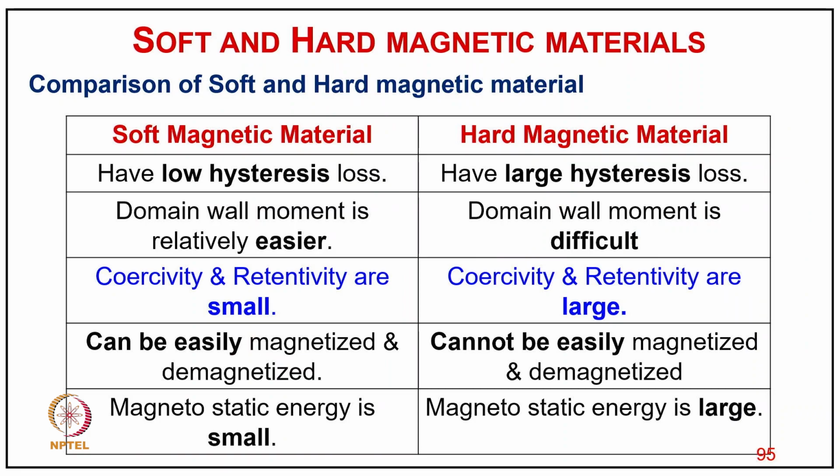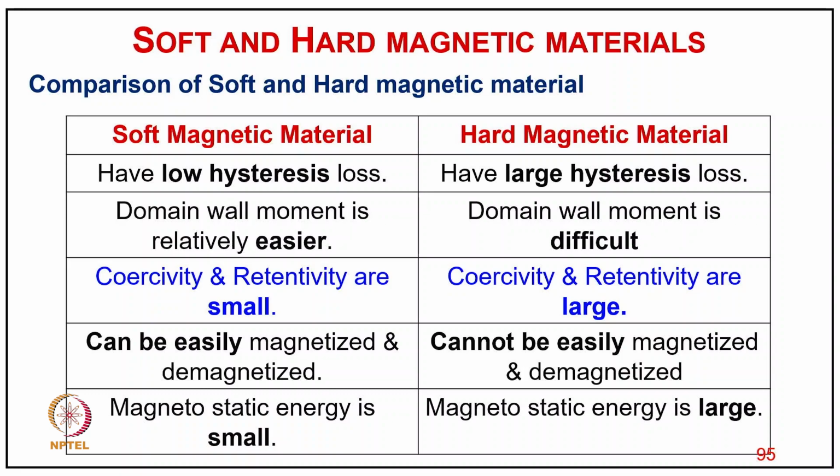So here is a comparison of hard and soft magnetic material. Soft materials have a low hysteresis loss, and hard materials have a large hysteresis loss. That's why we don't use them with AC excitation. We consider this a permanent magnet, giving only one kind of field. Soft material has domain wall movement relatively easily. Domain wall movement in hard material is difficult. In soft material, coercivity and retentivity are small, and in hard magnetic material, coercivity and retentivity are large, as in a permanent magnet. And typically soft material can easily be magnetized and demagnetized, but hard magnetic material cannot be easily magnetized or demagnetized.